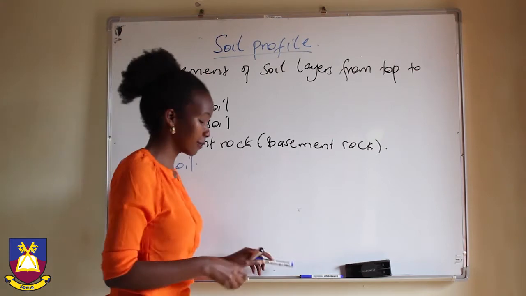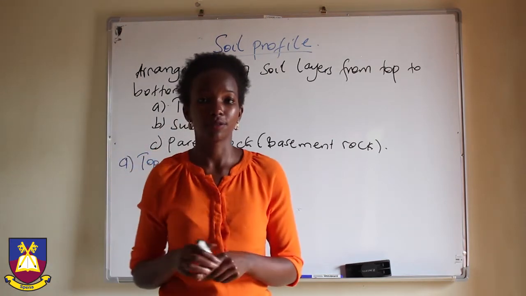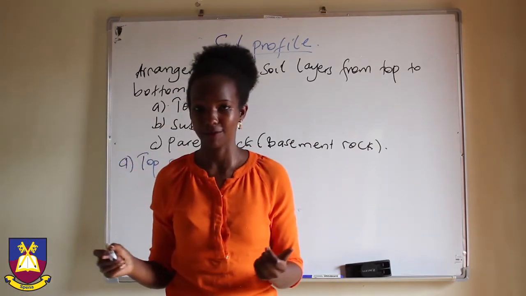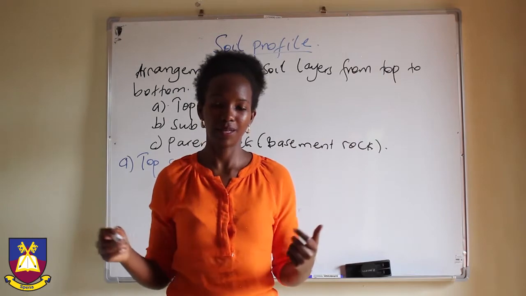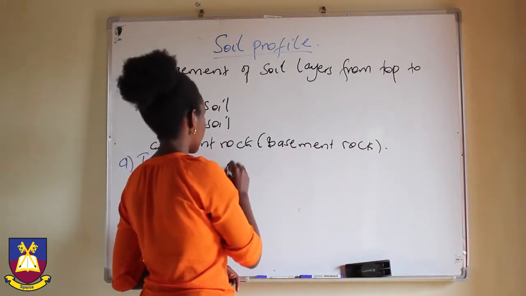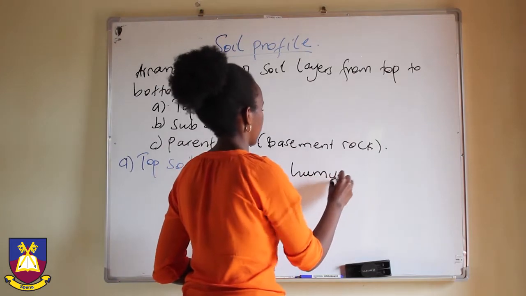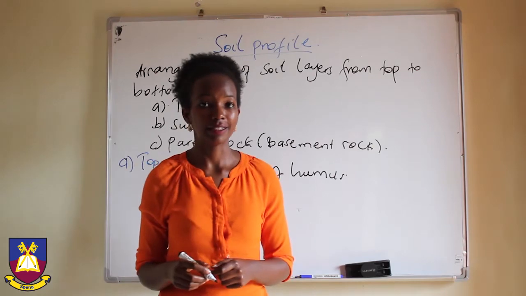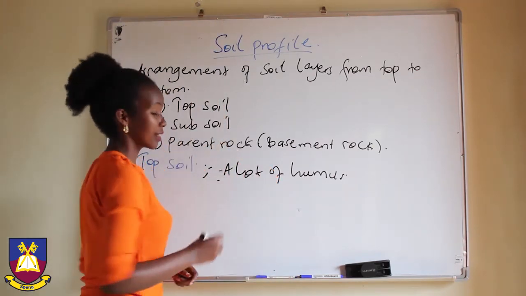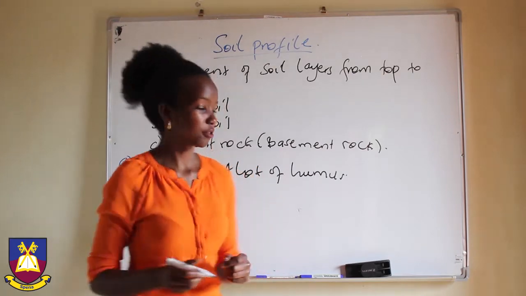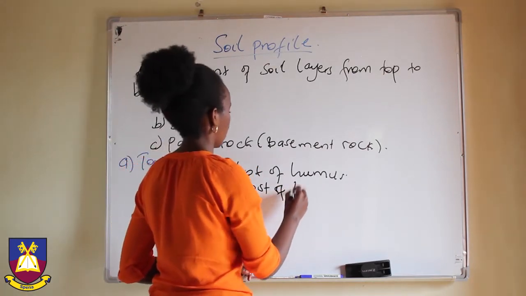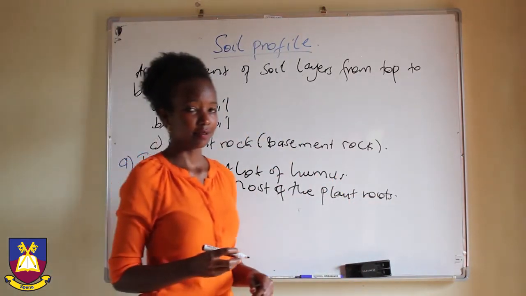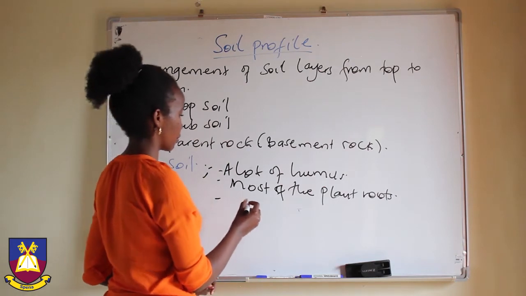Just the way the name suggests, it's the topmost part of soil. In this part of soil is where we find most life, most animal life, most plant life taking place. This soil has a lot of humus because that's where the most rotting takes place. It has most of the plant roots. This soil has most of the organism life.